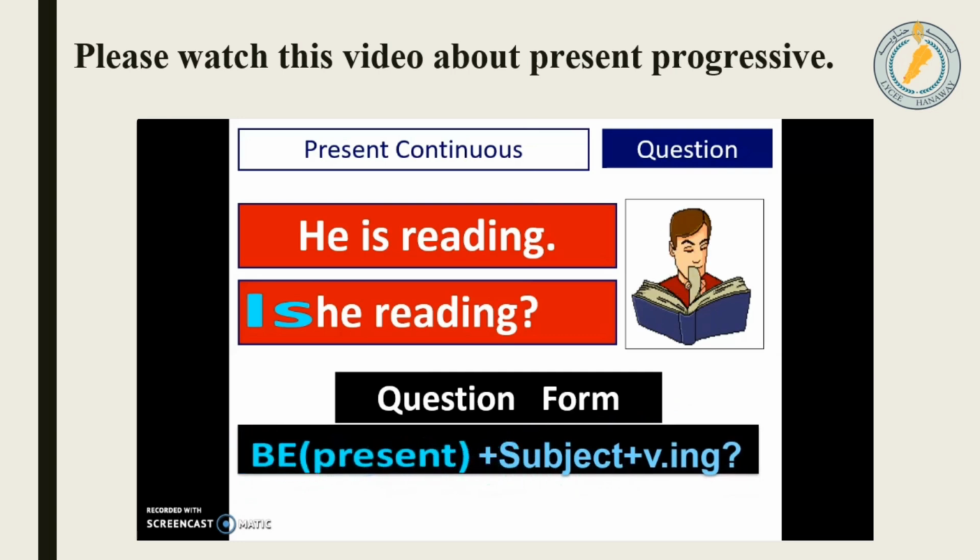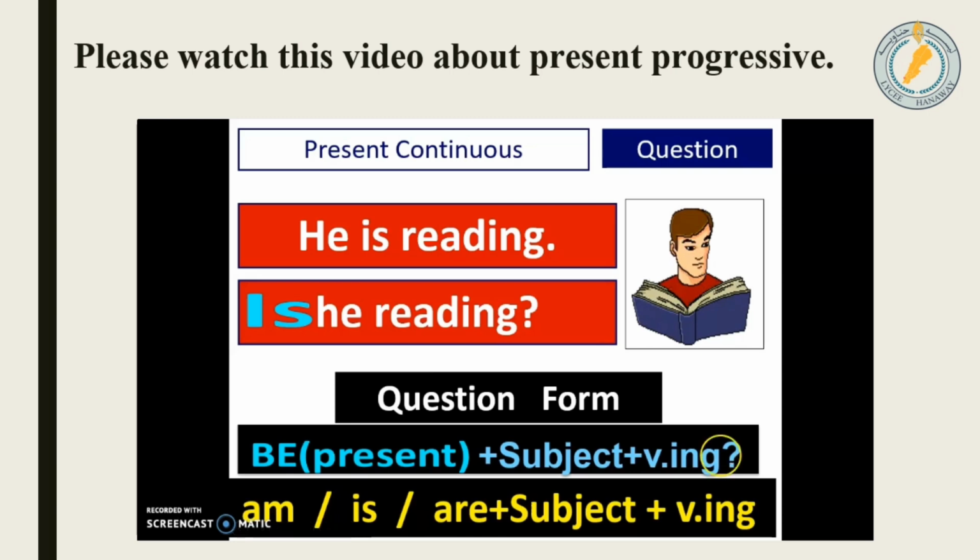We put one of the forms of verb be in the present. Then this form is followed by the subject. Then we put the verb plus ing at the end. We add the question mark. So what are the forms of verb be in the present? They are am, is, or are. Then we add the subject. Then we put the ing form.